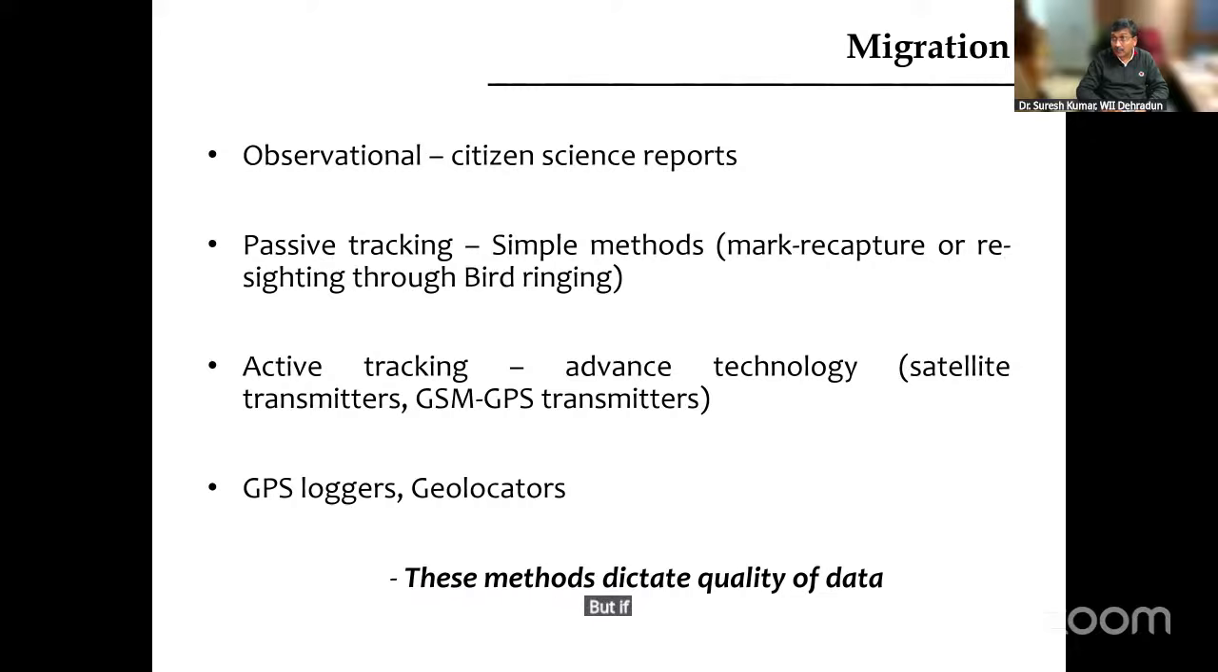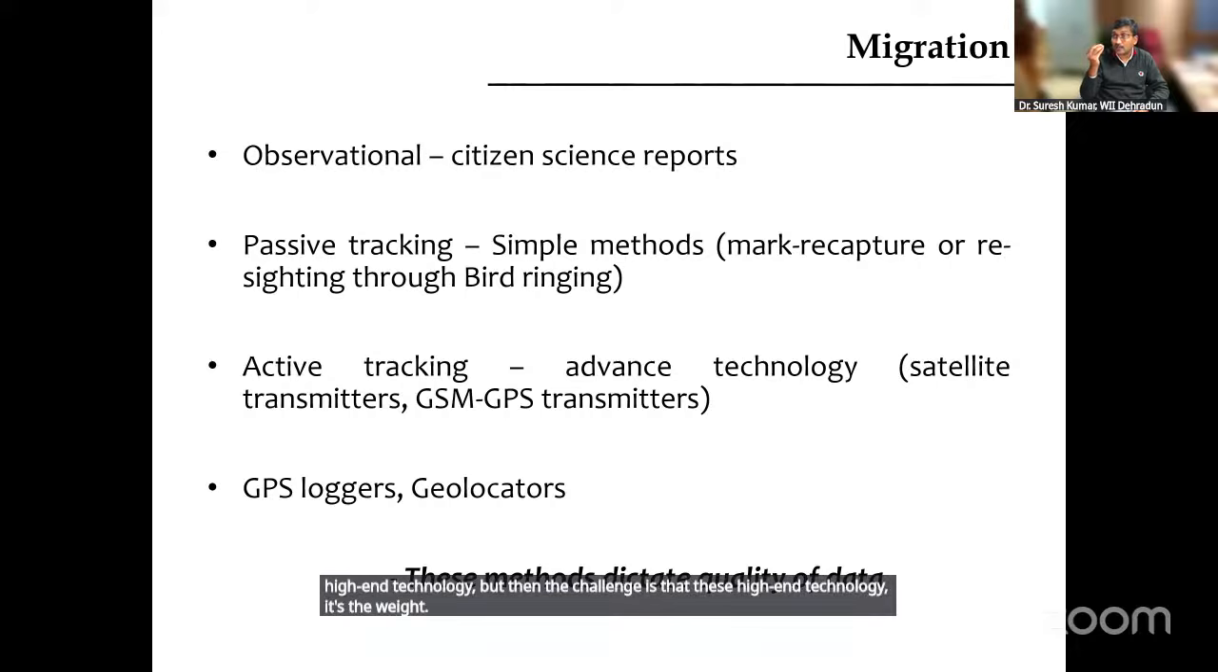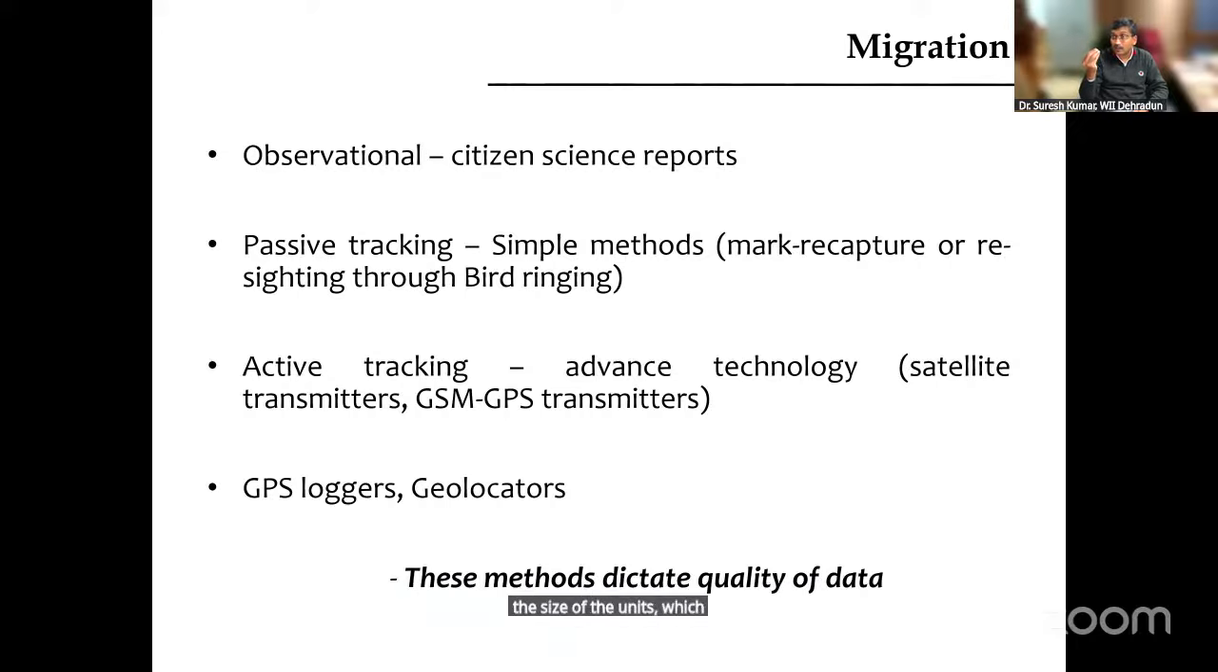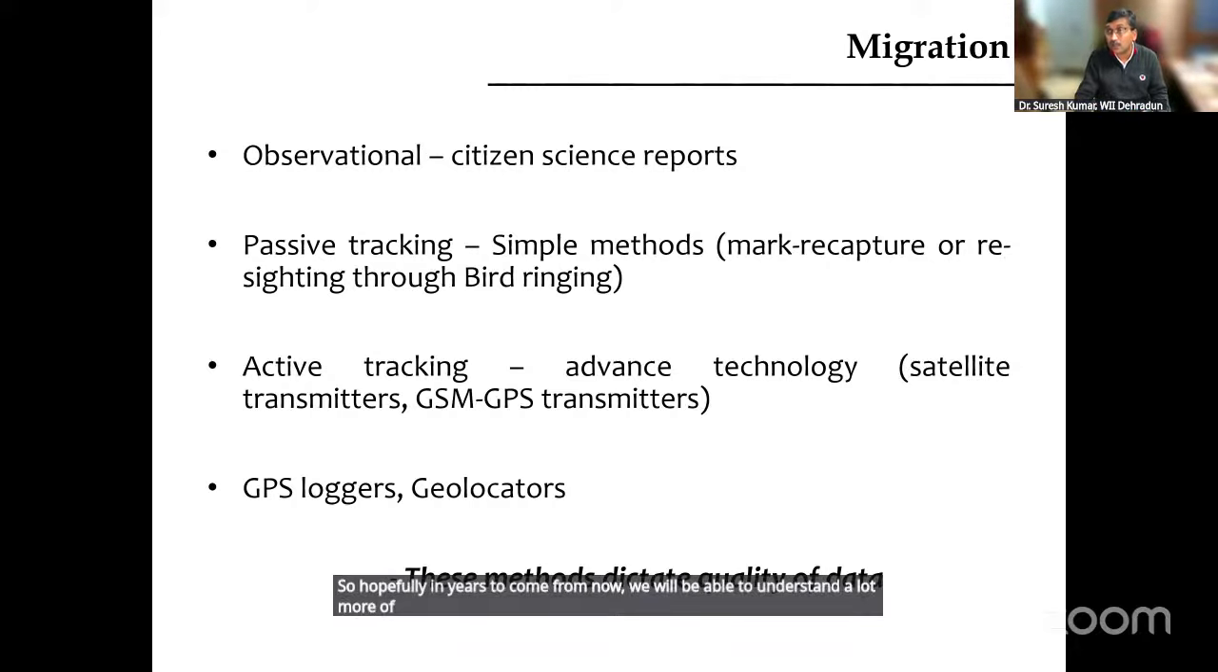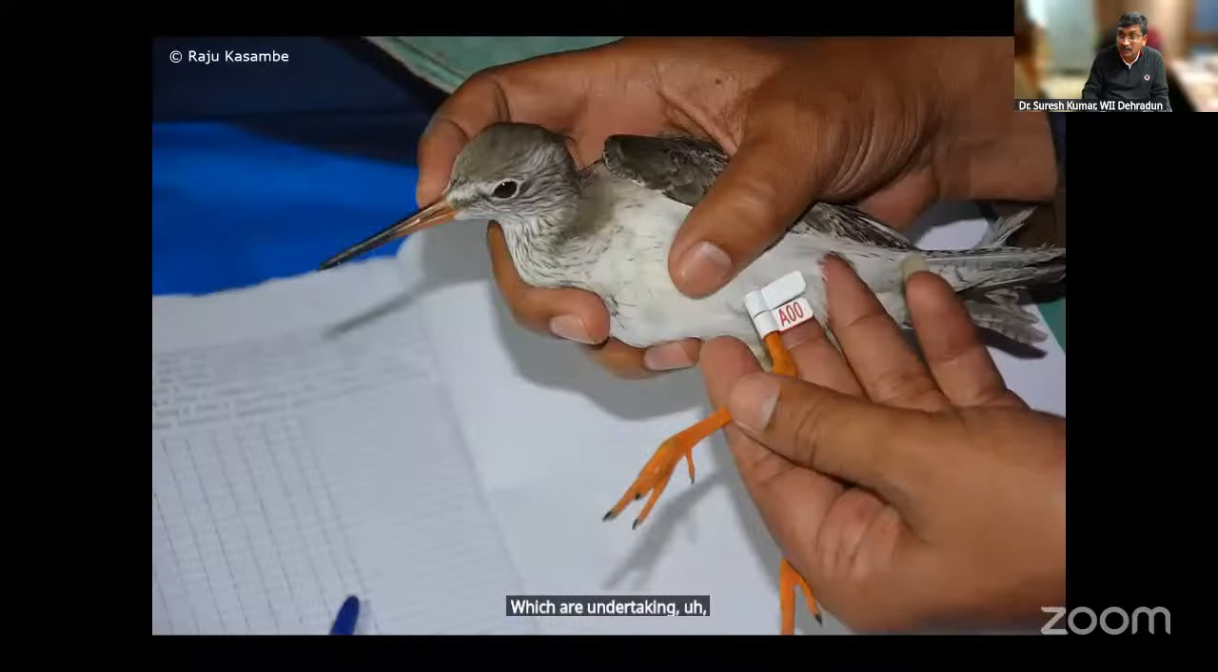Of course, each of these methods is quite useful. But if you're going to be asking very, very fine scale questions, then you really need to use high end technology. The challenge is that with high end technology, it's the weight or the size of the units which does not permit us to tag smaller birds. Having said that, the technology is arriving. There's a lot of nanotechnology that has come in, and the transmitters are getting more and more miniaturized. So hopefully in years to come, we will be able to understand a lot more about these smaller birds which are undertaking long distance migrations.